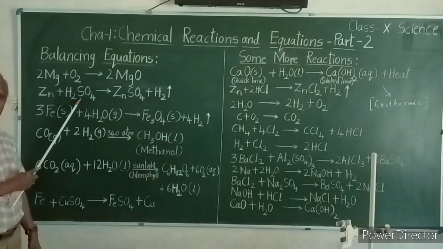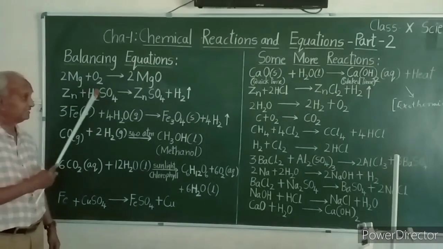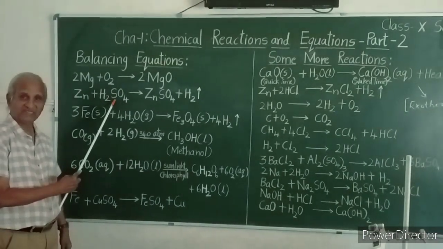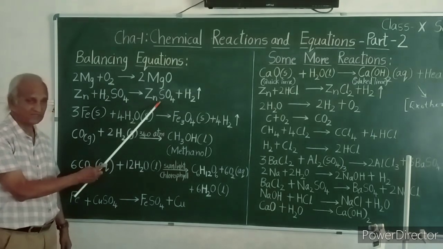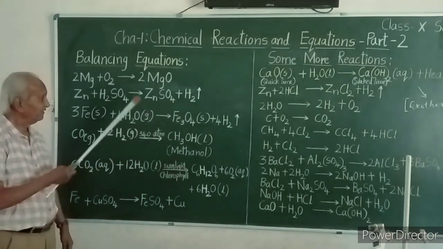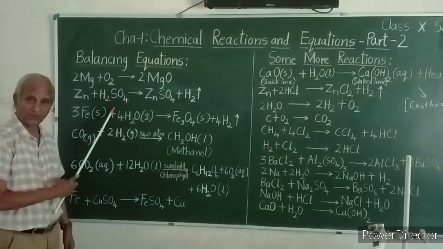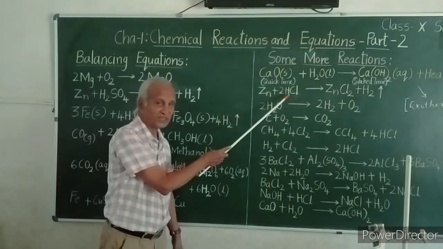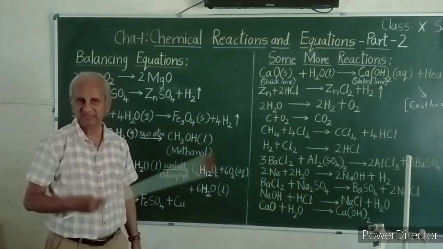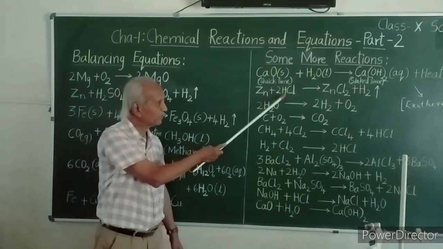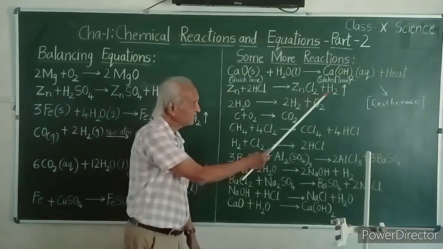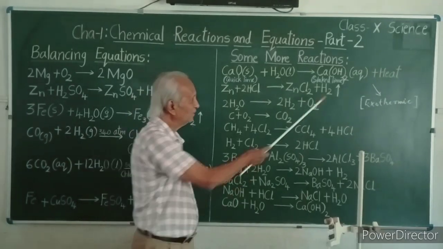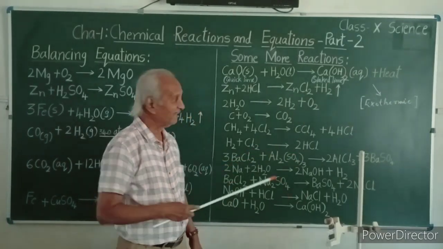Zinc plus dilute sulfuric acid gives zinc sulfate plus hydrogen. Instead of sulfuric acid, we have used hydrochloric acid here. Again the reaction is of the same kind. You get hydrogen getting released.